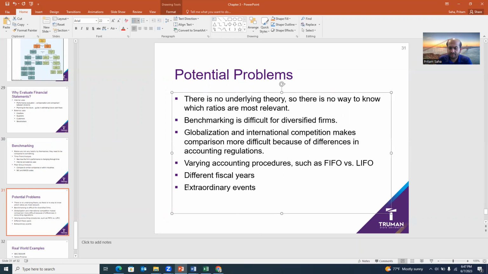Sometimes some firms have extraordinary events. It's tough to identify those and adjust for those events. And sometimes similar firms follow different fiscal years. Let's say Tesla follows January to December as their fiscal year. Rivian could follow July to June as their fiscal year. Then it's tough to compare those values because they are running in different time periods. So these are some potential problems.